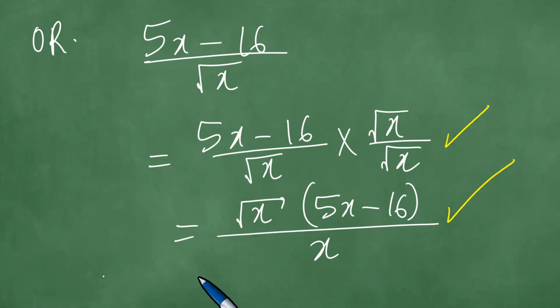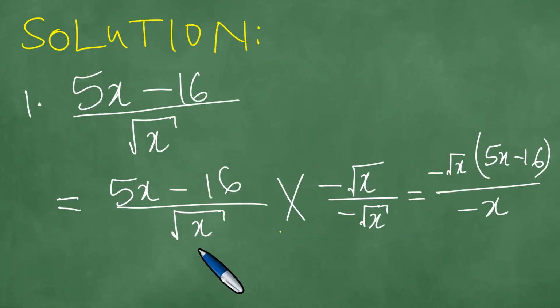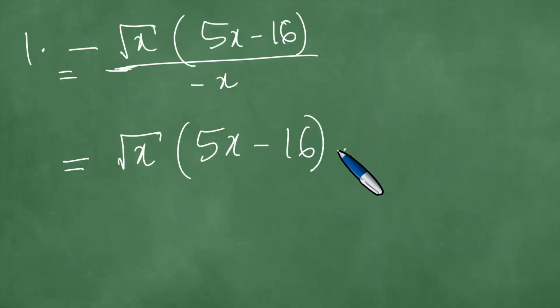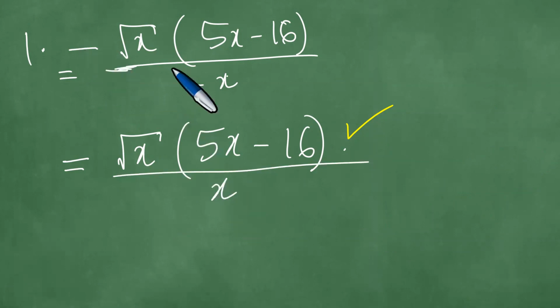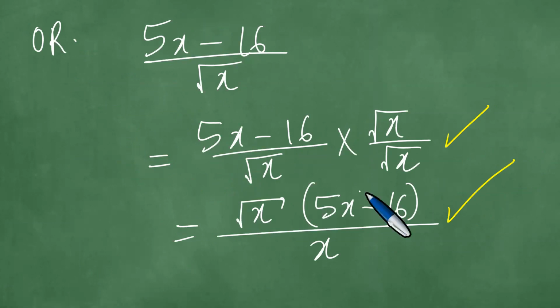But strictly speaking, this is normally what we like doing, multiplying by the negative square root. Obviously the negative cancels the negative, giving us a positive. In the denominator, we have x. So we have the square root of x over x into the 5x minus 16. The same applies if you multiply by the square root of x over the square root of x: the square root of x will sit in front, and in the denominator we have just x.